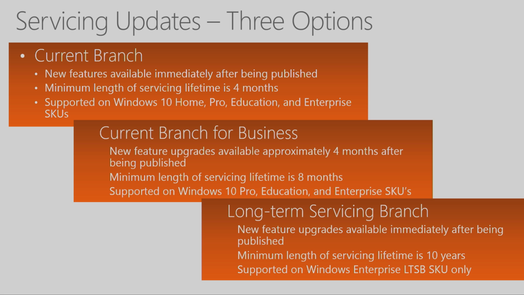Current branch meaning the ones that the end user typically has access to. Current branch for business, you typically delay it by like 4 months, and then the business actually gets it. It's already been tested. It's sort of a ladder, the same version that's tested, that's been run for over 4 months. And then all LTSB are more for things like kiosk machines, older machines that you don't typically expect to have a lot of changes.